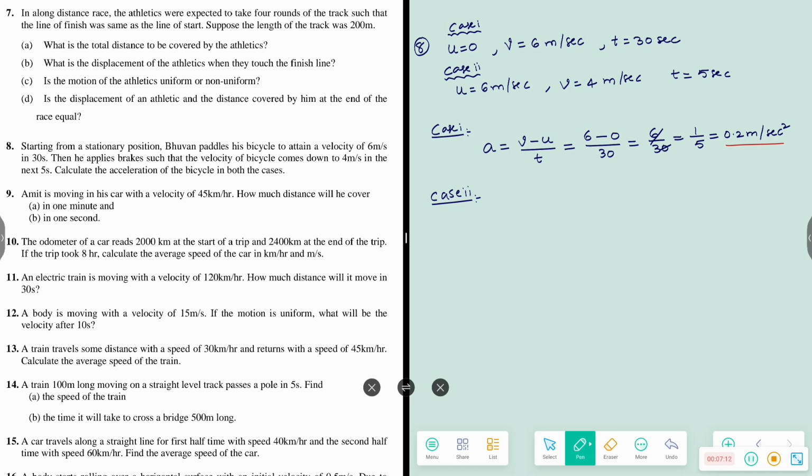In case 2, what happened? We have again the formula is same. Final velocity is 4 meter per second. Initial velocity is 6 meter per second. Time 5 seconds. So his speed is decreased now.